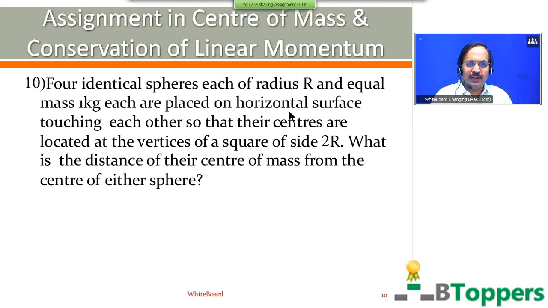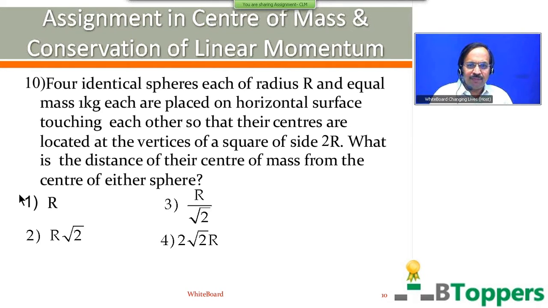4 identical spheres, each of radius r and equal mass 1 kg each, are placed on a horizontal surface, touching each other so that the centers are located at the vertices of a square of side 2r. What is the distance of the center of mass from the center of either sphere? Come on, try the question.